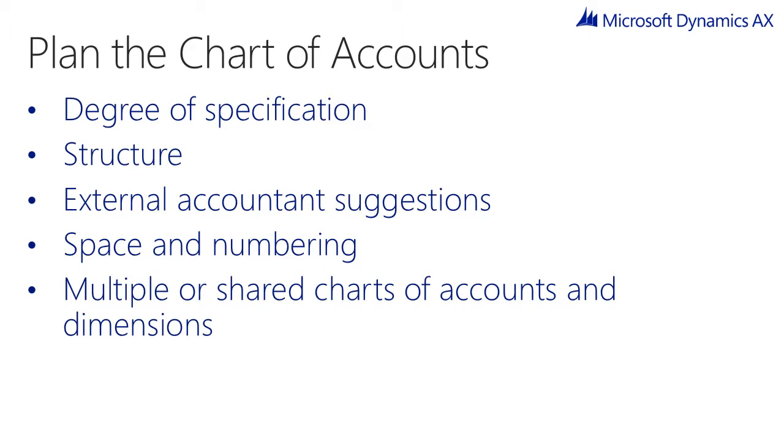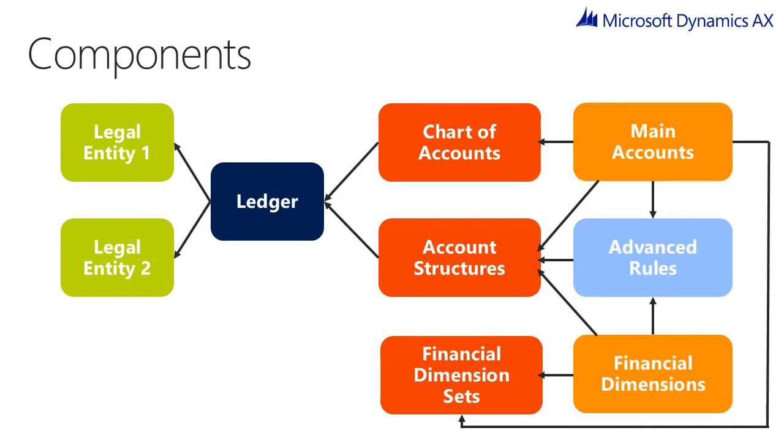Let's talk about the components that make up the chart of accounts. Main accounts and financial dimensions are the core setups when creating a new chart of accounts. The main account, which is sometimes referred to as the natural account, is where all financial transactions are recorded. They are created from the chart of accounts form or the main accounts list page for a specific legal entity.